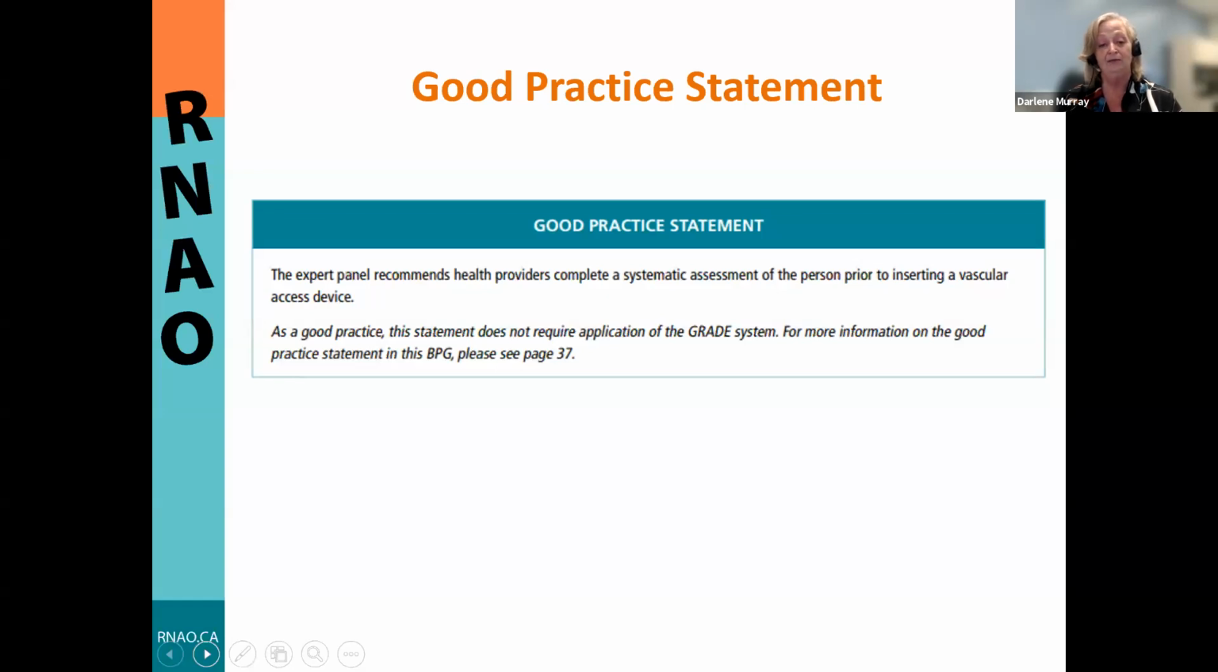The expert panel cautioned that this may not always be possible for all components of a systematic assessment of persons needing a vascular access, specifically in the time when there's emergency care situation. We should not delay life-saving vascular access interventions. Next slide, please.